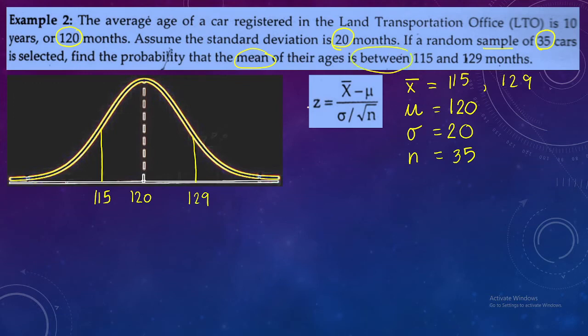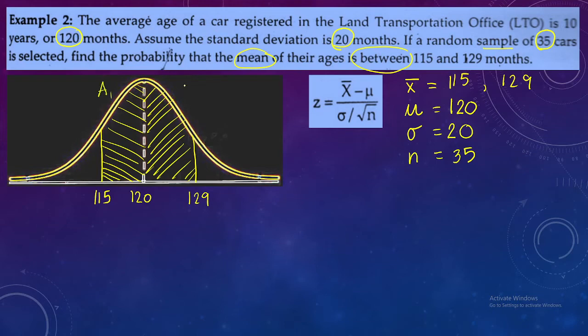So which part will I shade? Between 115 and 129. So meaning, sir, I will get these areas. Let's name them area 1 and area 2. So I'll be adding area 1 and area 2 to solve the problem. Okay? So let's begin first with area number 1.